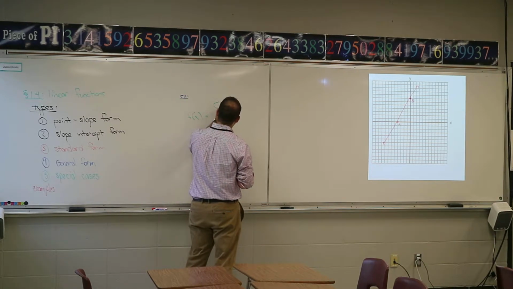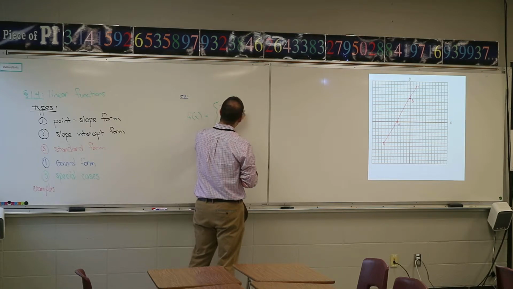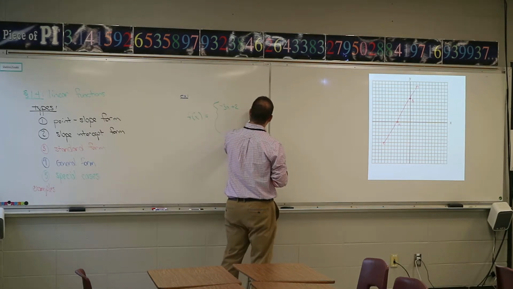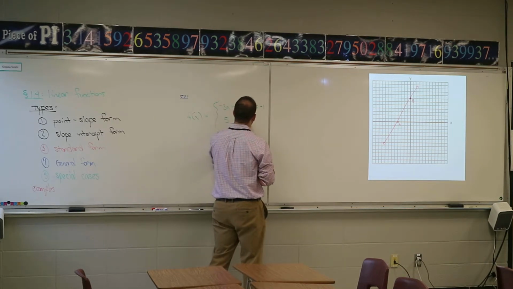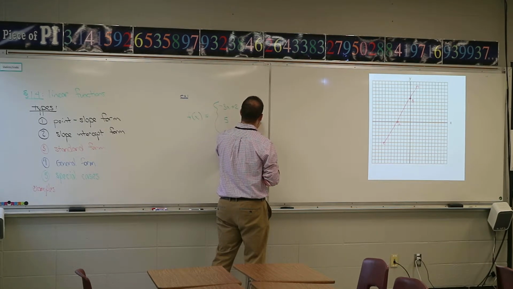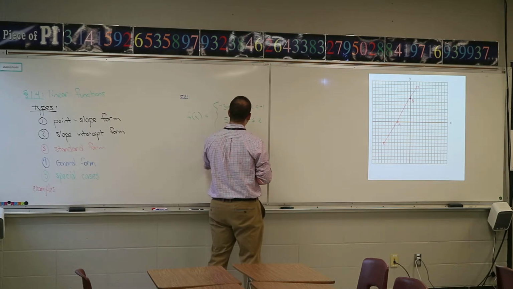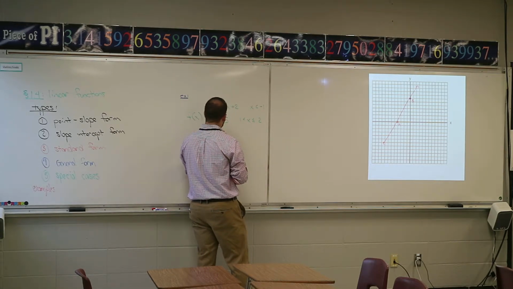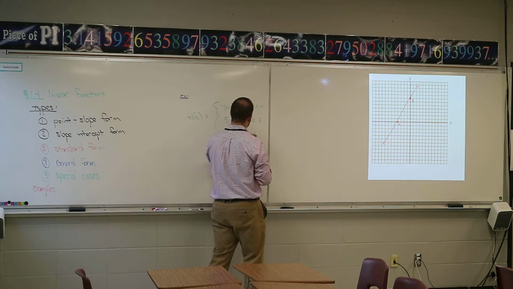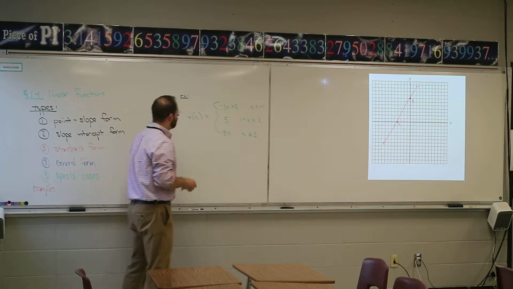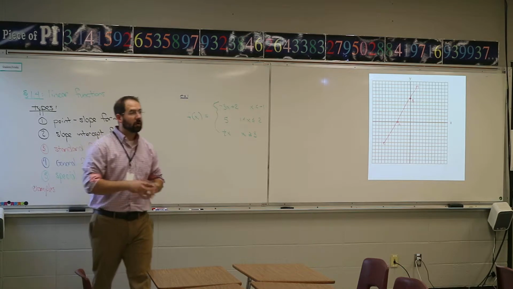So negative 3x plus 2 for any x that's less than negative 1. I'm going to have 5 for any x that is less than or equal to 2 but greater than 1. And half x for any x that is greater than or equal to 3. Okay, we're going to graph this.